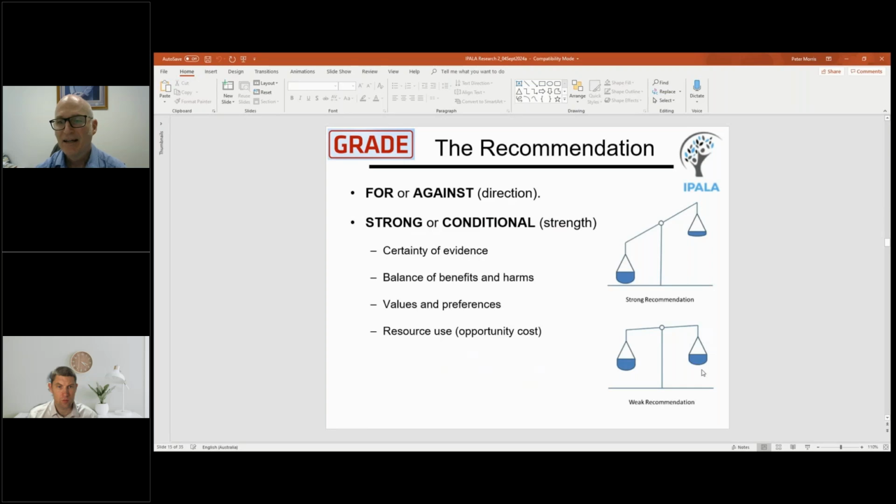So guidelines can only comment about the typical populations, but when you're dealing with an individual, you'll have to make further adaptations to your specific individual. So you'll still look at the guideline, but your individual may have different values and preferences, or there may be different opportunity costs for them than from the rest of the population.